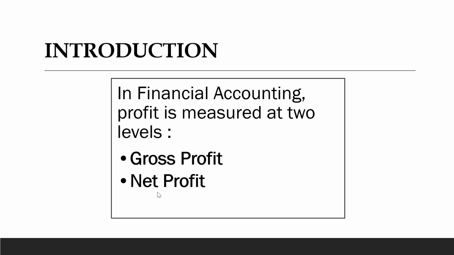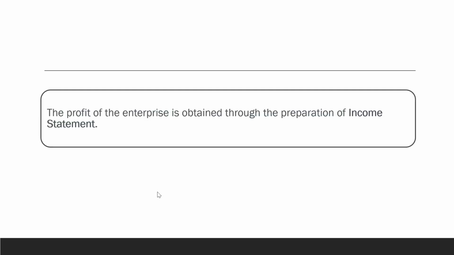So in financial accounting, profit is measured at two levels. In case of a trader, there are a gross profit and a net profit. In fact, you will find this repeated for all kinds of entities, whether it's a sole proprietor or a partnership or a company. Whenever you're making your financial statements, they are at two levels. First, you calculate the gross profit. After you have calculated the gross profit, you arrive at the net profit. So let's understand today what gross profit is. Okay, just read it.